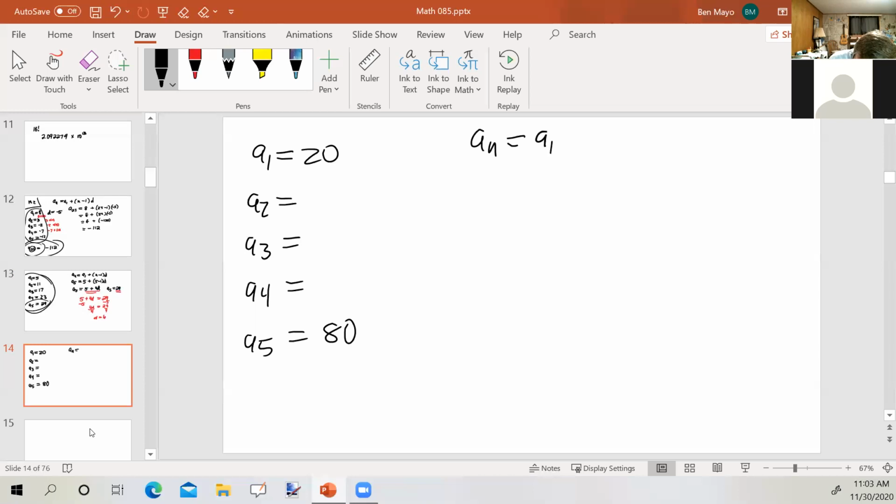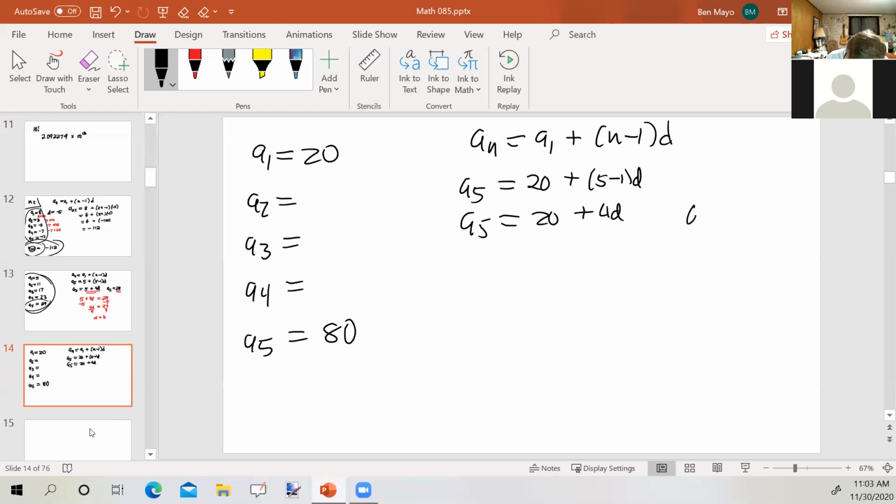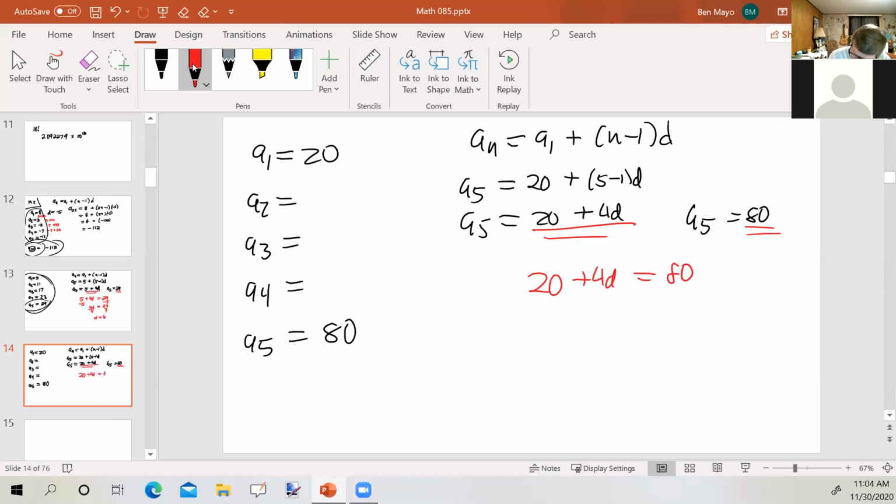a sub n equals a sub 1 plus the quantity n minus 1 times d. a sub 5 equals 20 plus 5 minus 1 times d, which is 20 plus 4d. But a sub 5 also equals 80. So 20 plus 4d equals 80. Let me stop there for a moment in case you're frantically writing this down. Any questions about what I did? Same thing I did on the previous problem in terms of filling in for the variables.